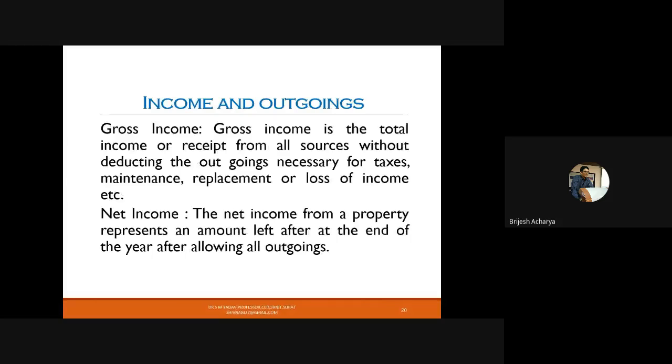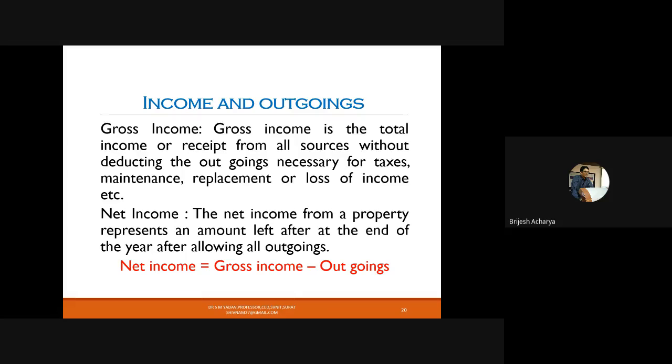Then the terms which are often used while carrying out valuation are gross income and net income. What is gross income? The gross income is the total income or receipt from all sources without deducting the outgoings. These outgoings may be taxes, maintenance, replacement, or loss of income due to one reason or other. So the total income generated from the property is known as the gross income. What is net income? The net income from a property represents the amount left at the end of the year after allowing for all outgoings. Net income is gross income minus outgoings.